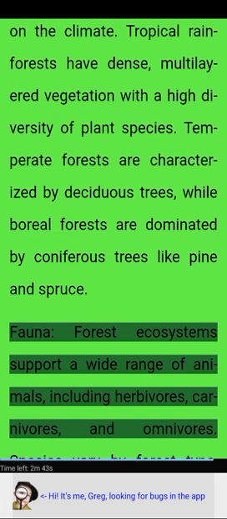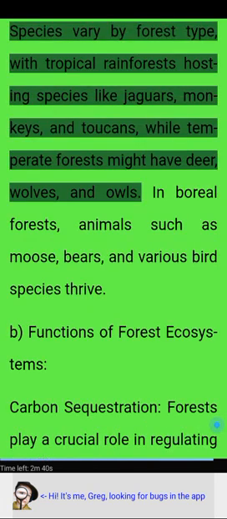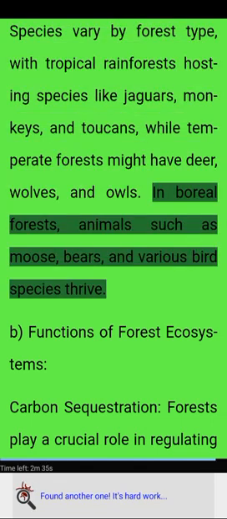Fauna. Forest ecosystems support a wide range of animals, including herbivores, carnivores, and omnivores. Species vary by forest type, with tropical rainforests hosting species like jaguars, monkeys, and toucans, while temperate forests might have deer, wolves, and owls. In boreal forests, animals such as moose, bears, and various bird species thrive.